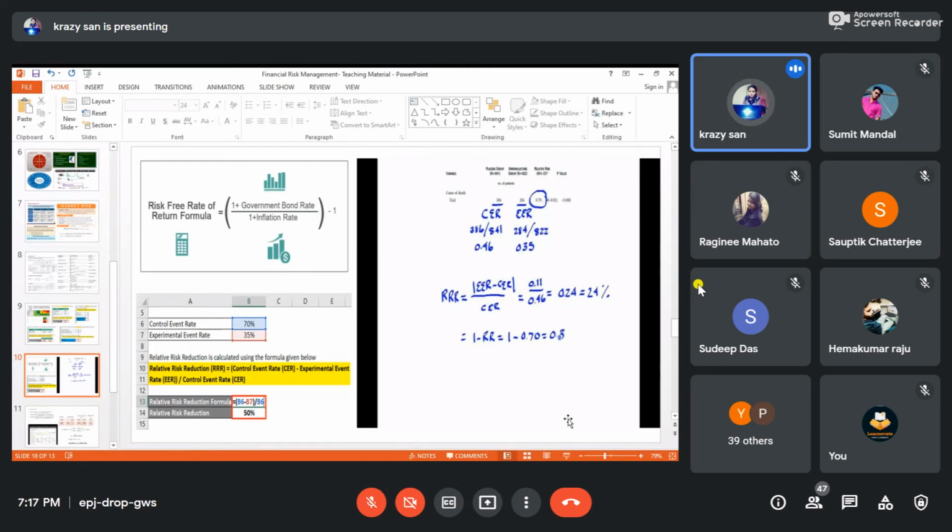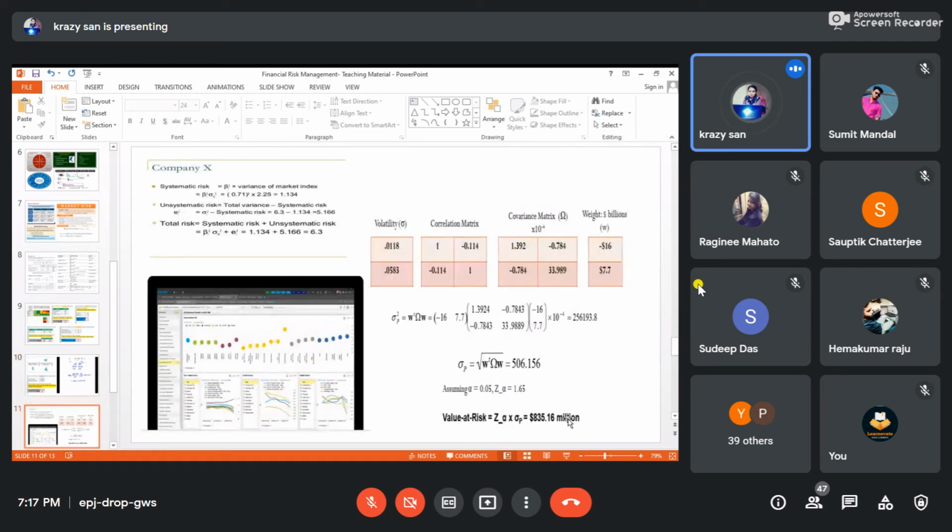Relative risk reduction is also calculated, where we try to control the event rate and the experimental event rate. So here it is very important to understand the control event rate and the experimental event rate, divided by the control event rate. One rate is expected, one rate is actual, and even the market rates are also calculations.